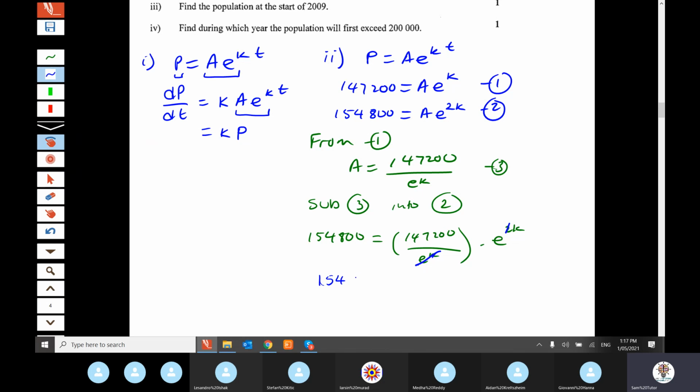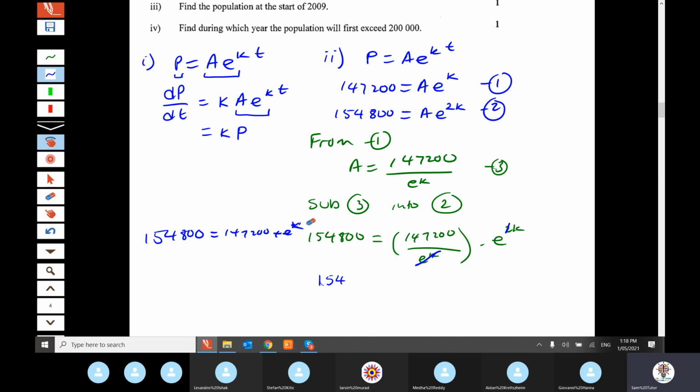Look, those two are times together. Yeah, what part are you saying? I don't know, for some reason I would have minus it. You could only minus it if there was a multiplier. So if it was 154,800 equals 147,200 plus e^(2k), yeah, then you would minus the 147.